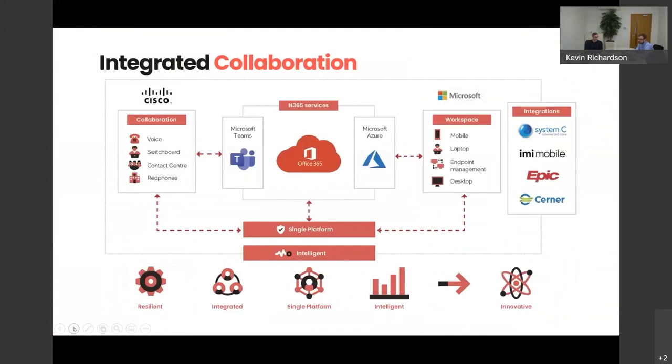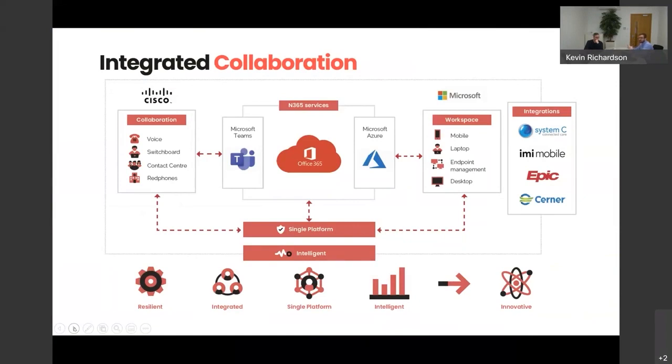So one of the key topics was around integrated collaboration as well. This provides an overall view of what the workplace architecture can look like, and what the user services are that make it up. On the left-hand side you see the Cisco collaboration stack, how that integrates into the M365 services, and ultimately how that stretches through into the workspace.